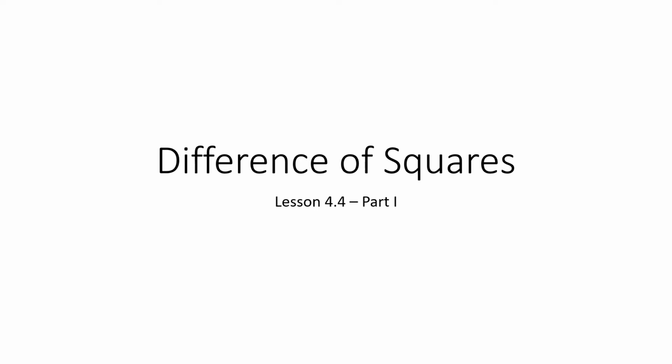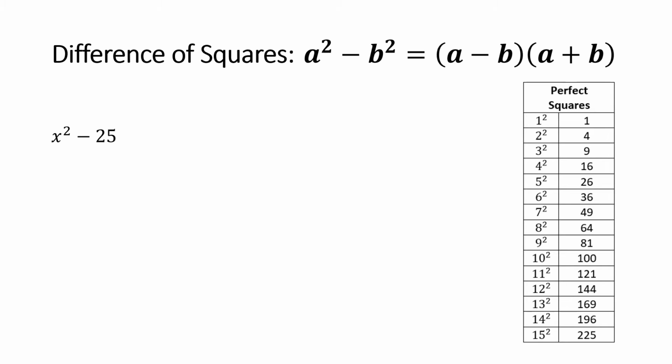In this unit, we've been talking about different ways of factoring polynomials. In today's lesson, we're going to look at how to factor a very special polynomial called a difference of squares. In order to factor a difference of squares, you need to recall all of your perfect squares. We have those listed over here in the table on the right.